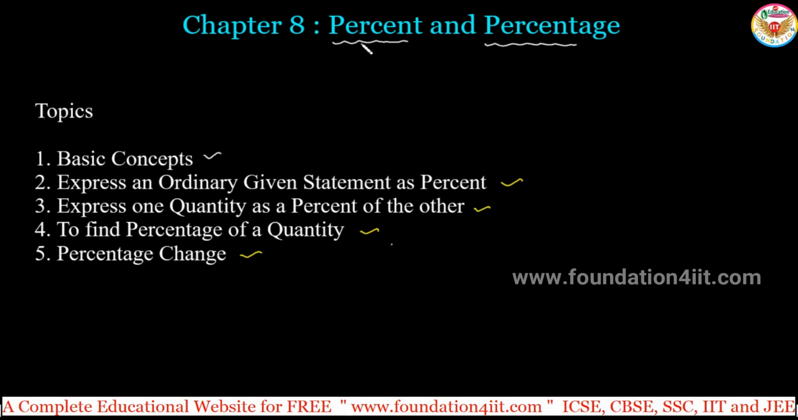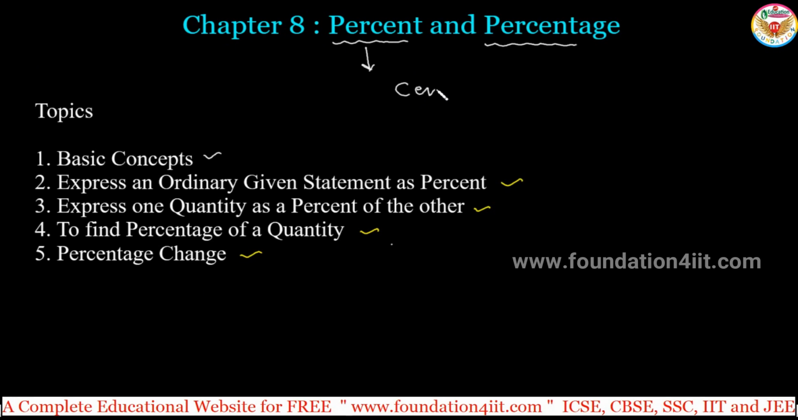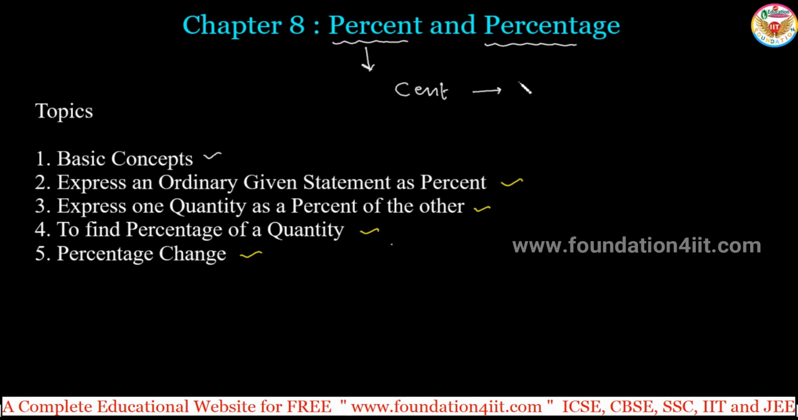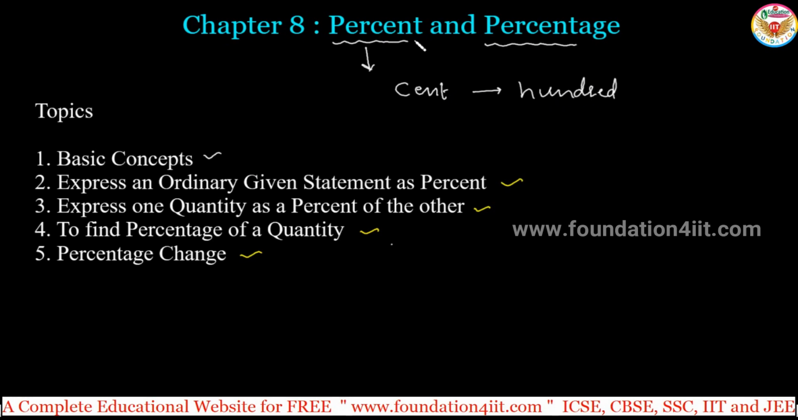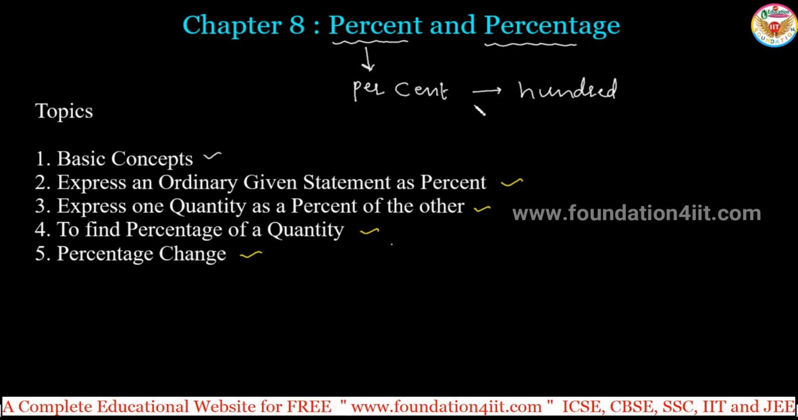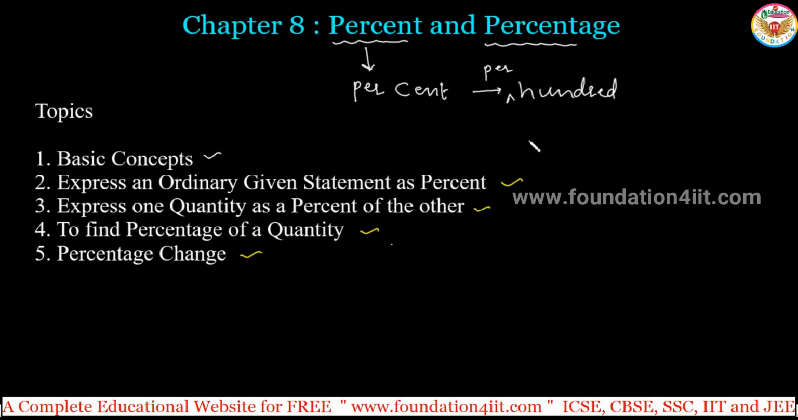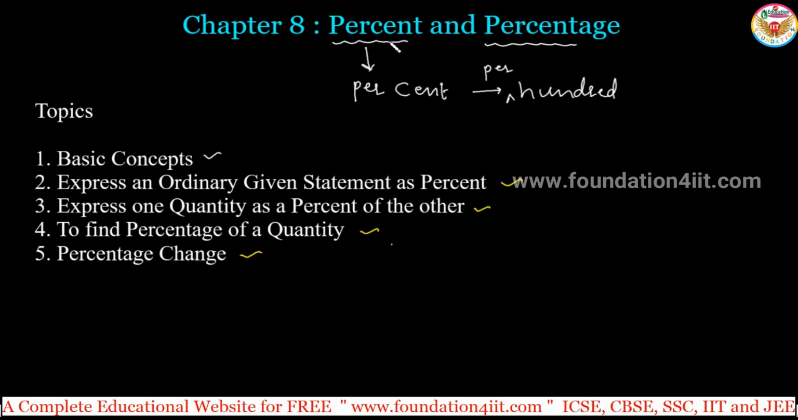When you see the word percent, the "cent" means 100. So percent means per 100. If you see the word percent, it is per 100. That means out of 100. So out of 100 is nothing but the percentage.